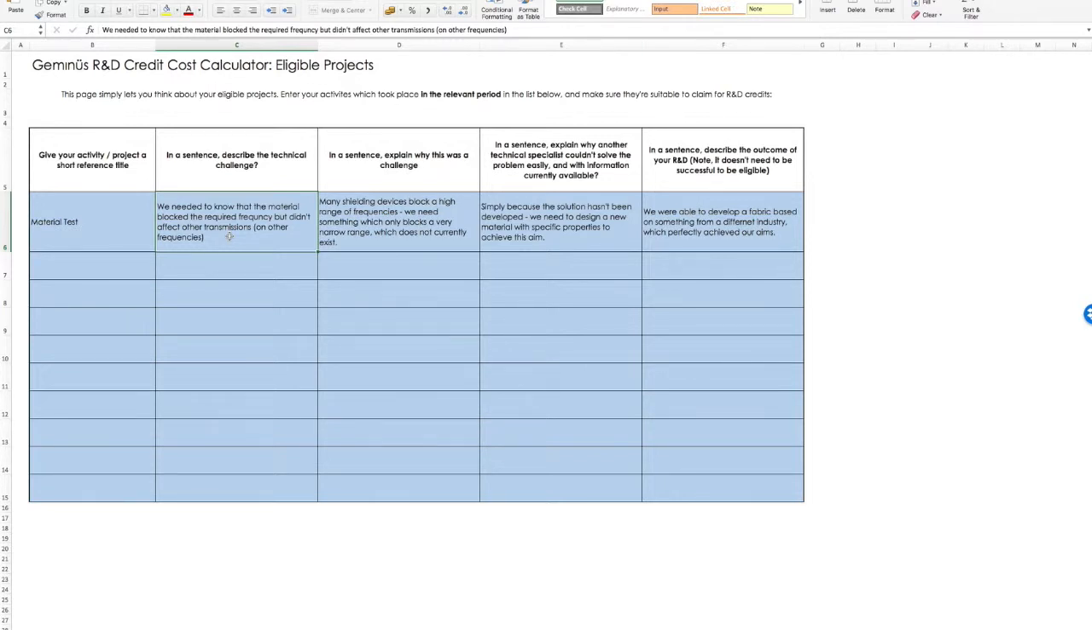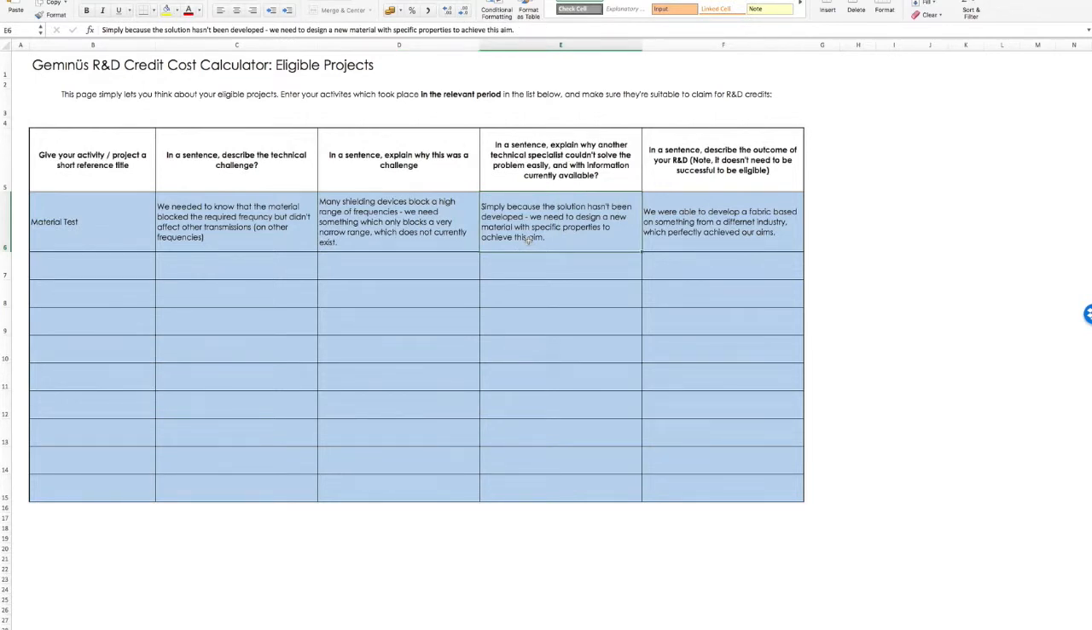So it's really answering the first question: is there a technical challenge? The second question: why is it a technical challenge? Well, I say here, many shielding devices block a high range of frequencies. We need something that only blocks a very narrow range, which does not currently exist. Simple sentence on what the technical challenge is.